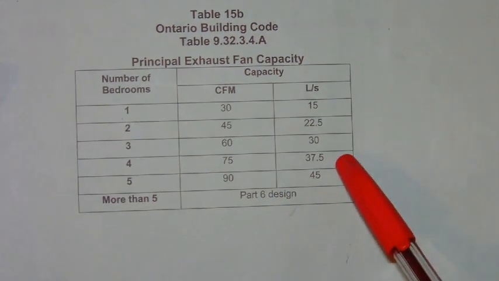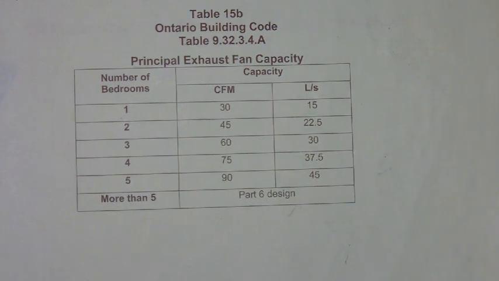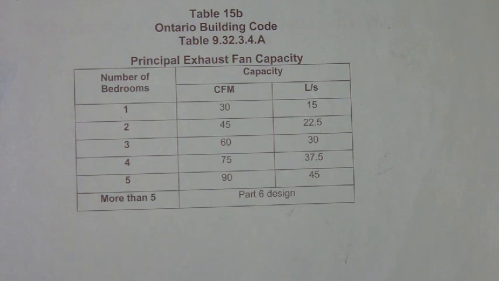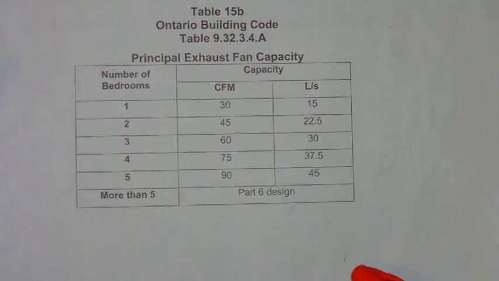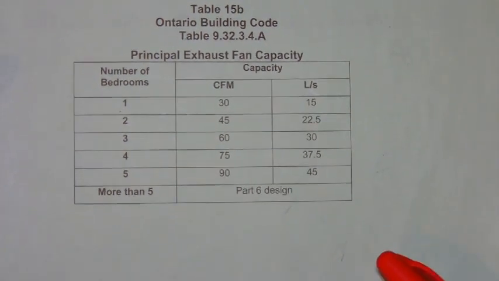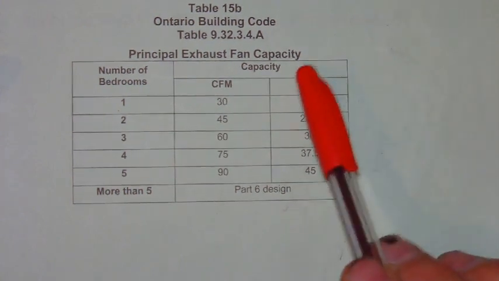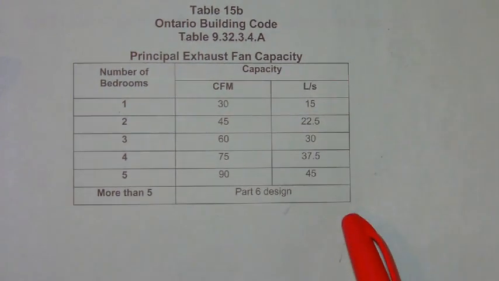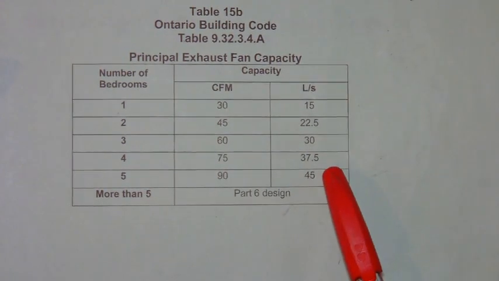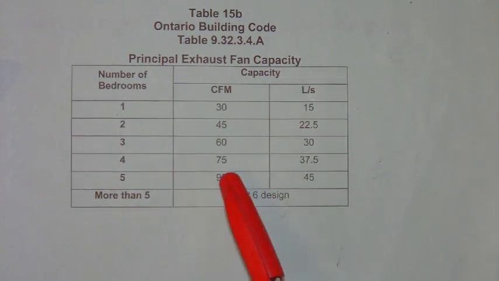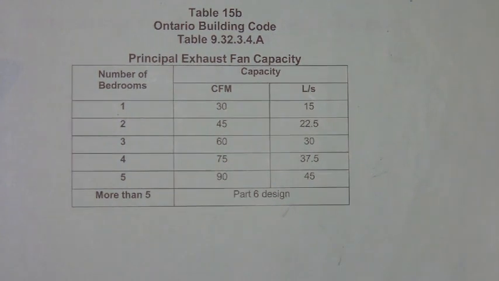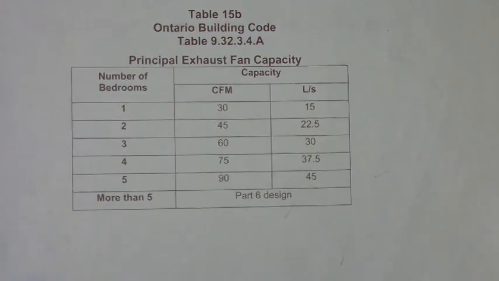If you do not have this table, you can go to Blackboard and look in the building code for HVAC and download the Word document ventilation 9.32, and in that document you will also see this table. Please be aware though that the table in 9.32 is in metric only, liters per second. However, simply multiply liters per second times 2, and that will give you the required CFM for the number of bedrooms.